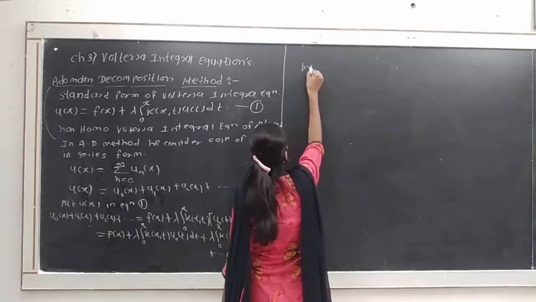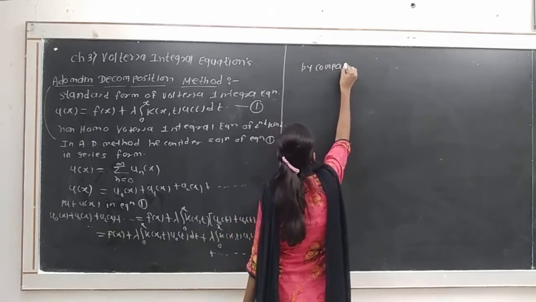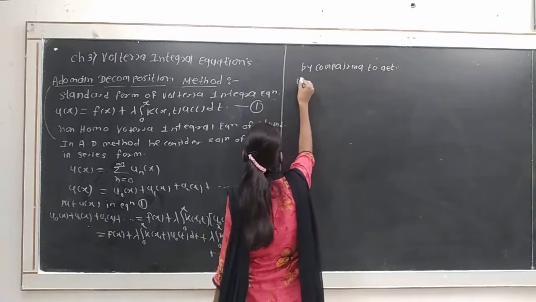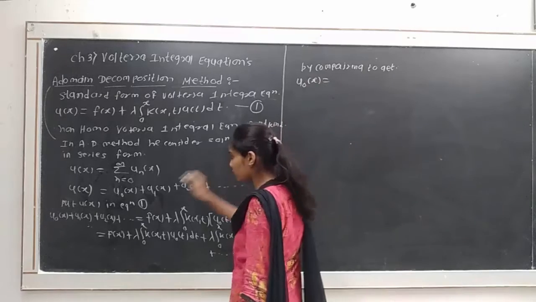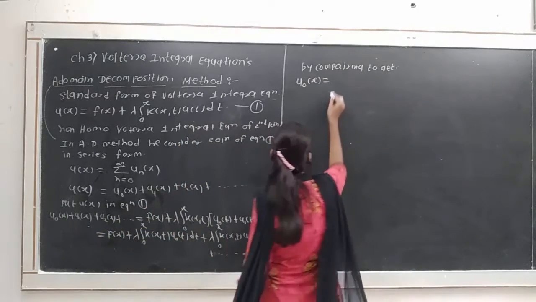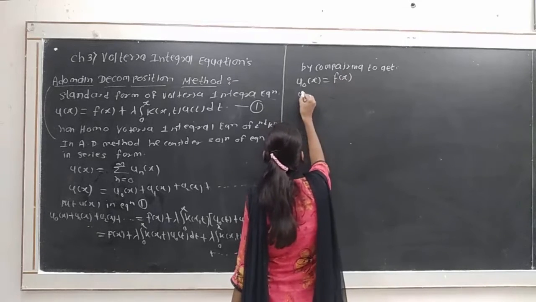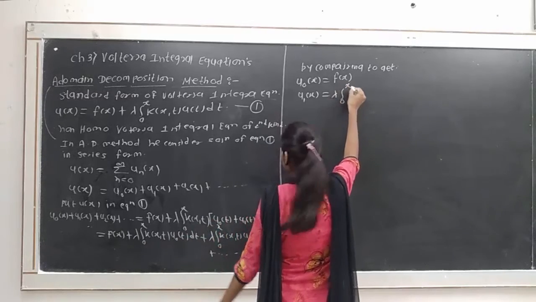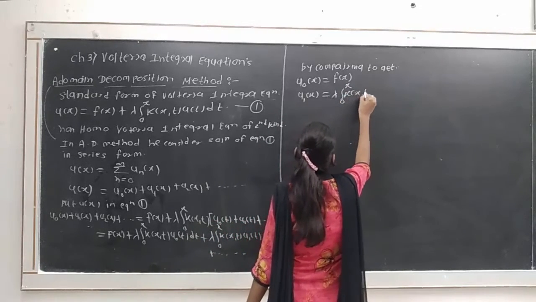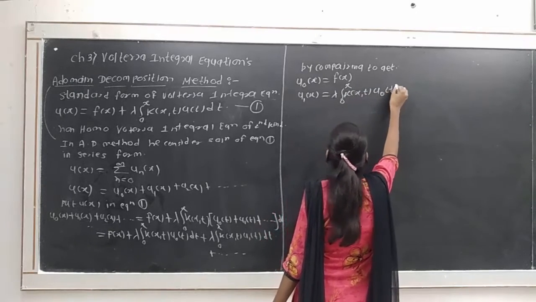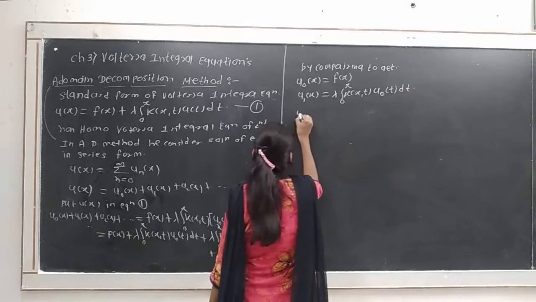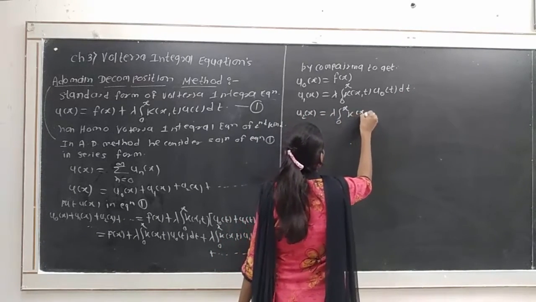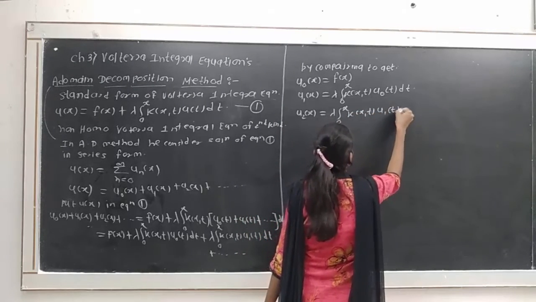By comparing, we get the relation. The first term u0 of x is equal to f of x. Then u1 of x is equal to the second term, lambda integration 0 to x k of x t into u0 of t dt. Then u2 of x is equal to lambda integration from 0 to x k of x t into u1 of t dt.